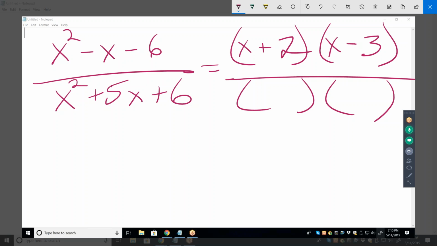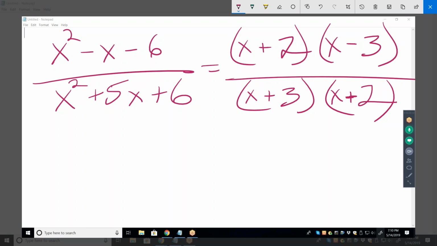Factor the bottom by the same method. So split up the x's, and then what are both signs? I really want to see you do this step by step by step, because you'll never get it wrong if you do. The people that have problems are the ones that try to skip step 2. Step 2 is the most important step. And then it would be factors of 6 that add to 5, so it would be 3 and 2.